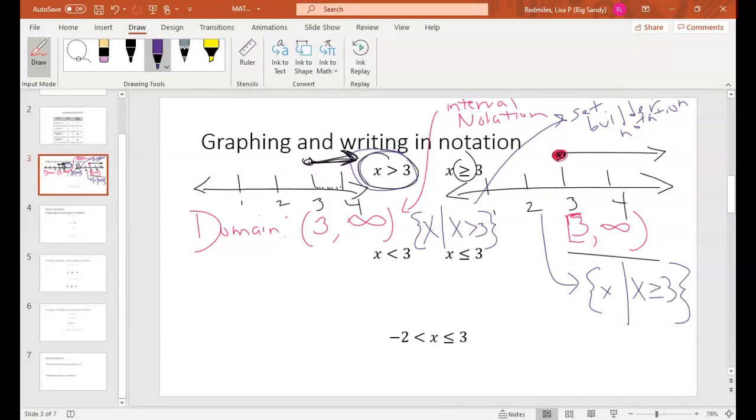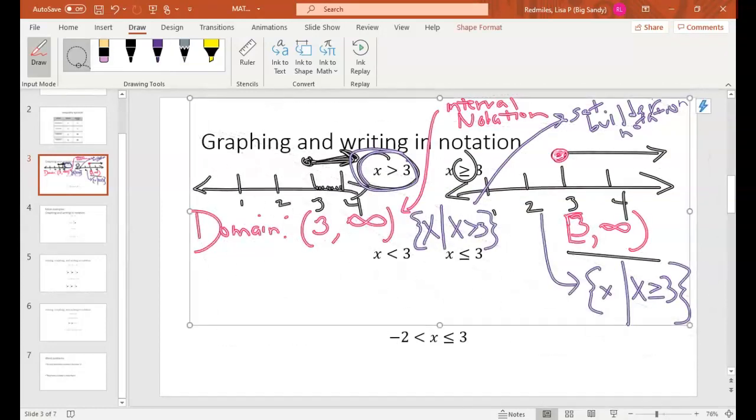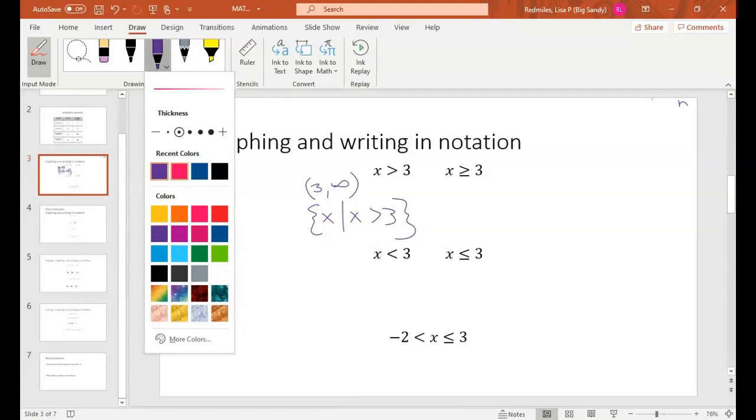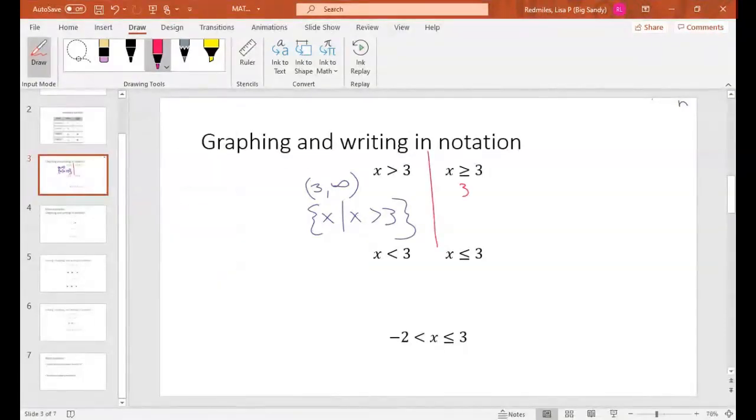Okay, I'm going to have to erase some of what I just did so that we can keep everything straight here. But I do want to make that notation again. 3 to infinity, set of all x's such that x is greater than 3. And the second one is 3 to infinity, infinity symbol, but it is a bracket, and that's the set of all x's such that x is greater than or equal to 3.